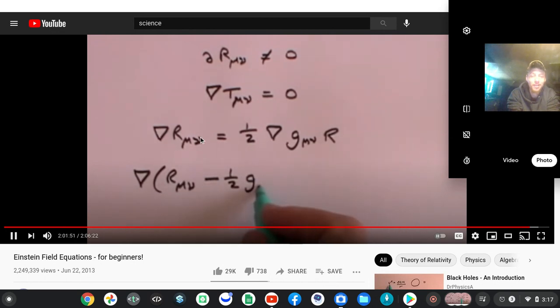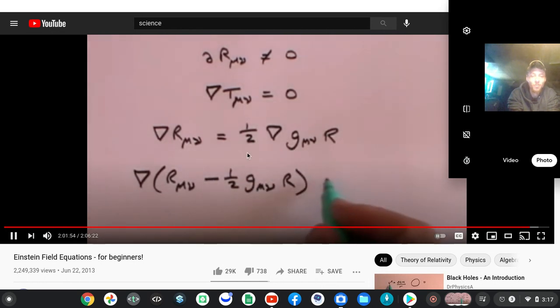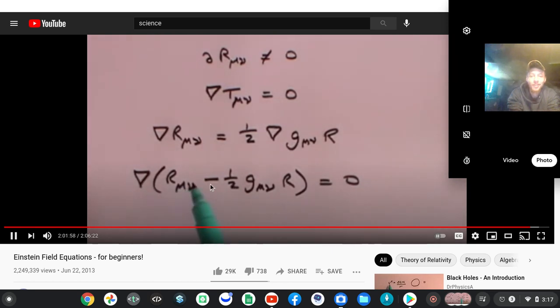times the metric tensor times the curvature scalar equals 0. And now we've got the covariant derivative of a term, which equals 0.